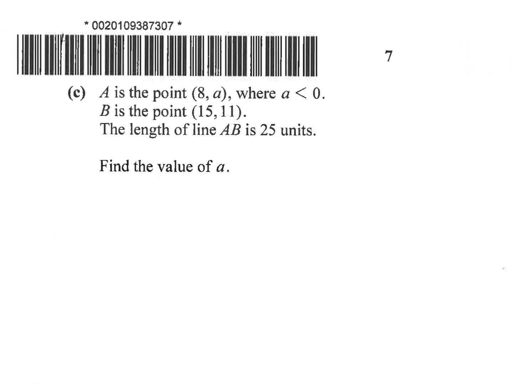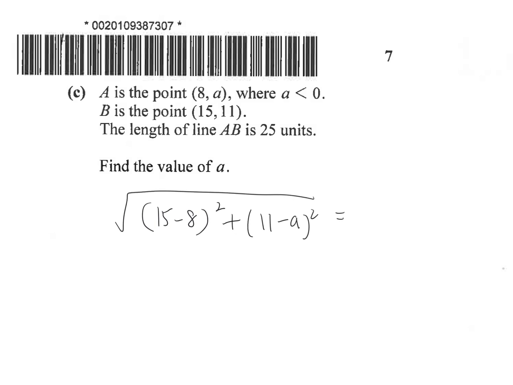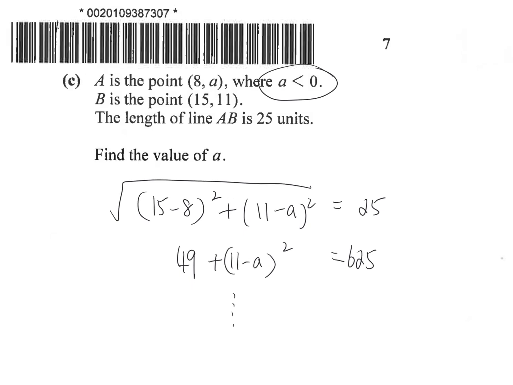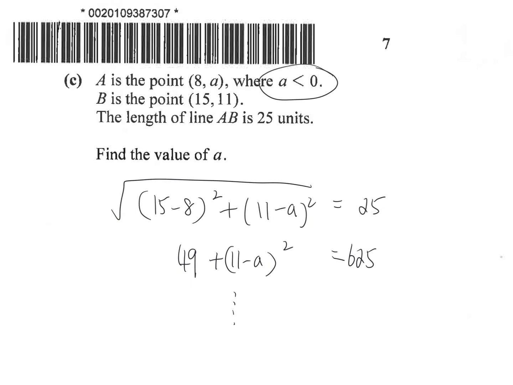Okay, what about this one? Length. This one can, right? Just use length formula. x2 minus x1 square, y2 minus y1 square, square root equals to 25. So just go and square both sides. Then you get 49. Then you go and solve for A, reject the positive one. Okay, so this one is not any trap question, it's just your normal length.